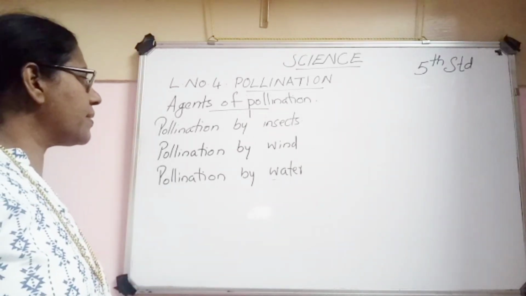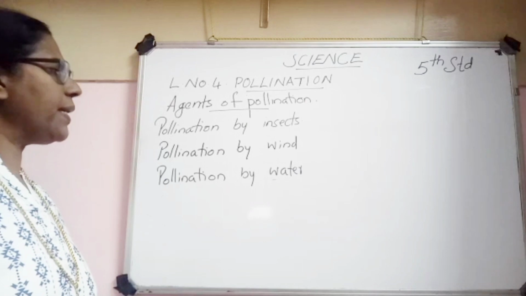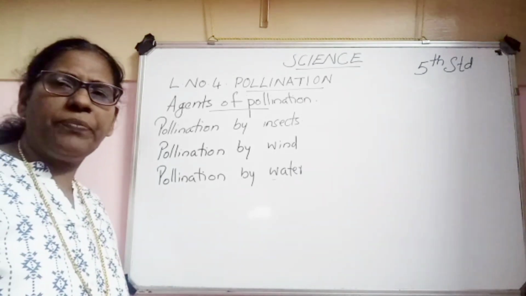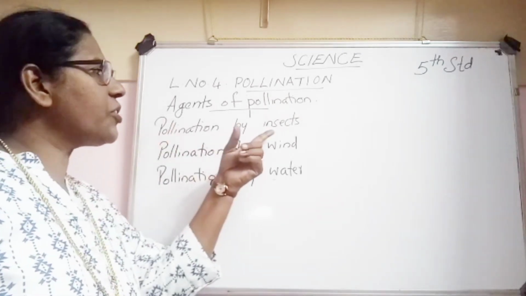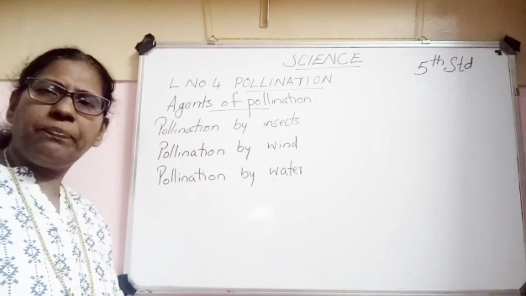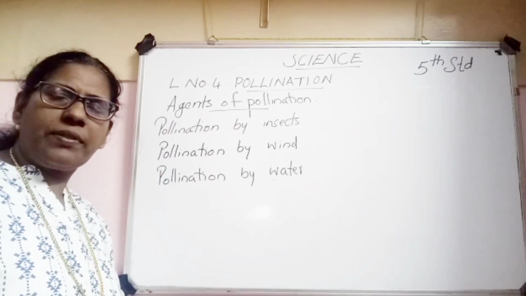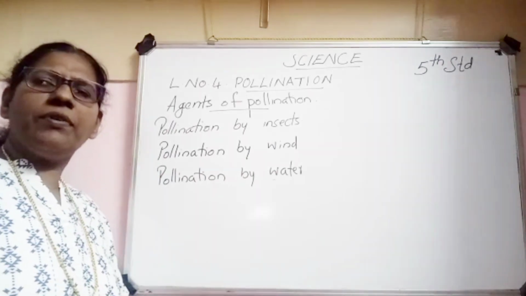There are three agents here: pollination by insects, pollination by wind, pollination by water. First we'll see pollination by insects. We all know that insects visit flowers. Which kind of flowers do they visit?